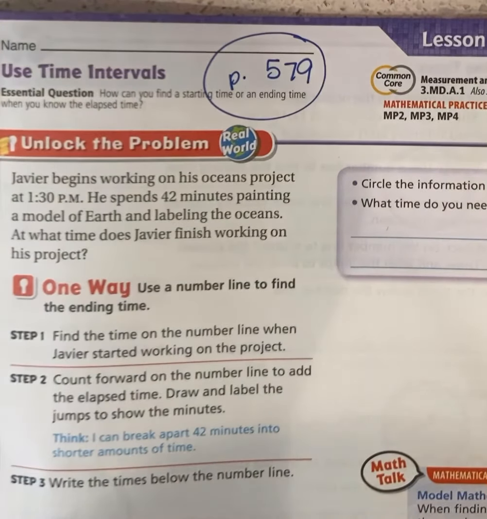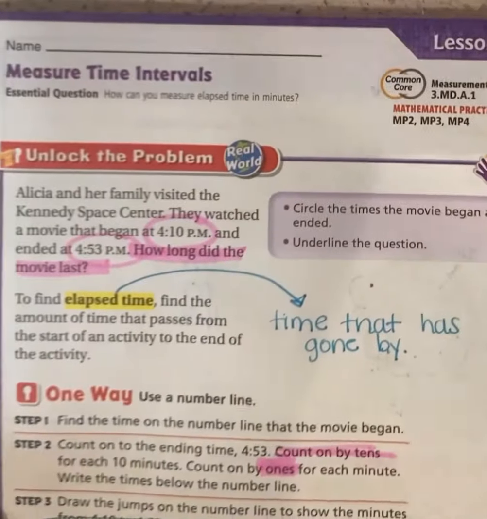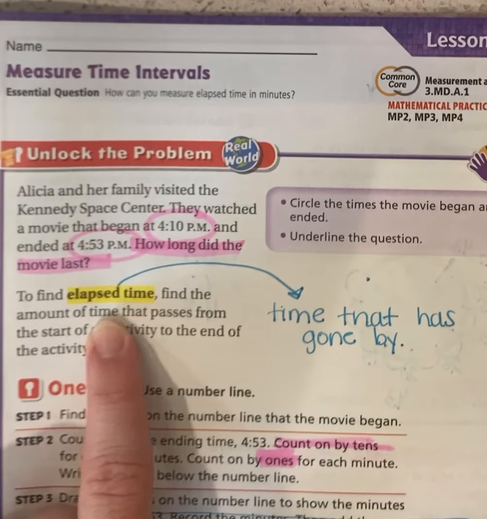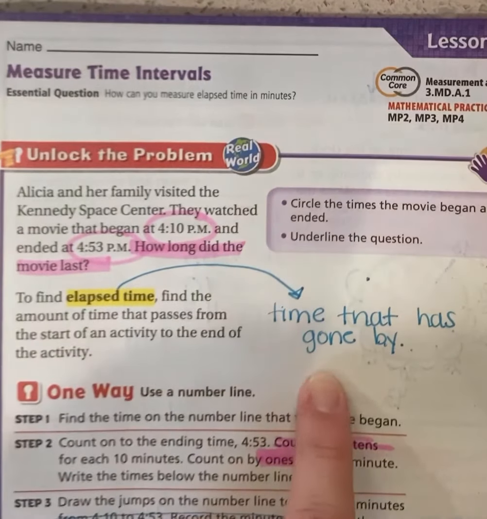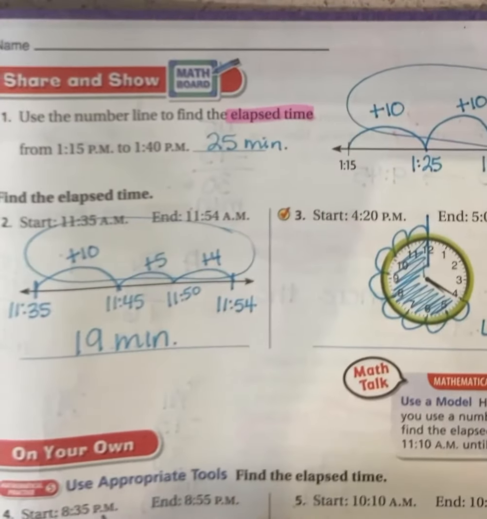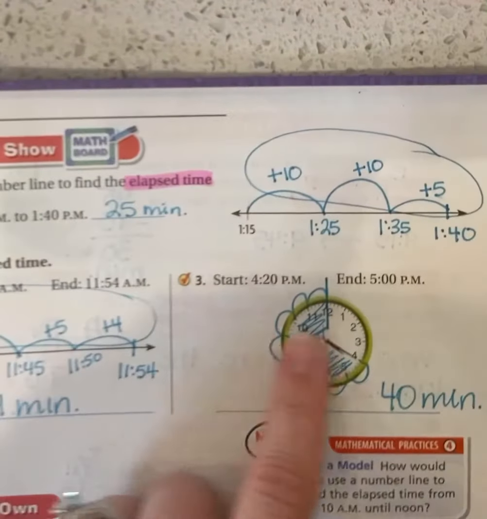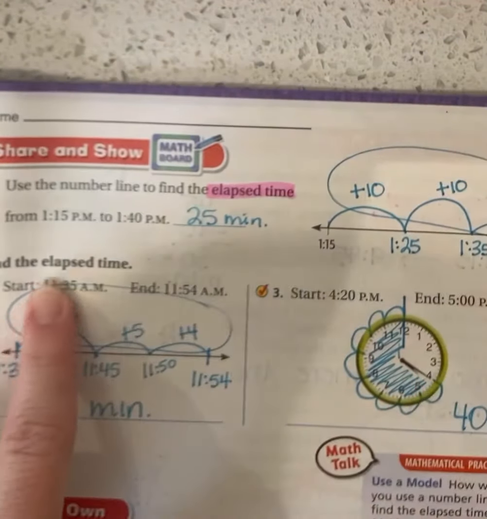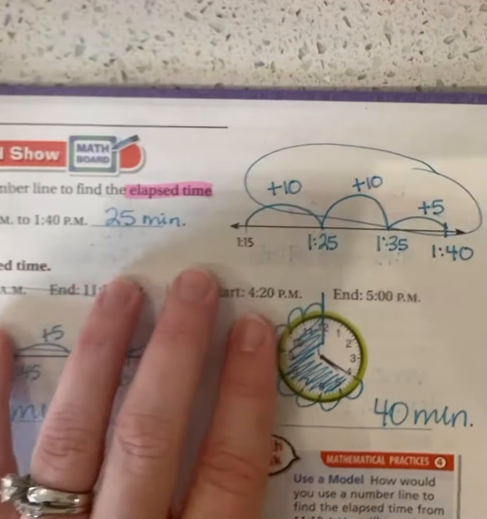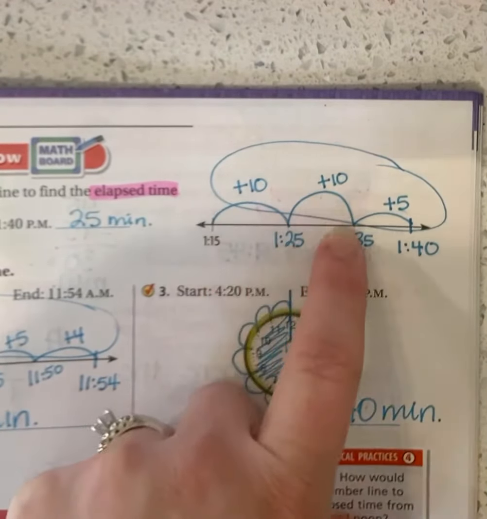So right before break, if you remember, let me flip back here. We were talking about measuring time intervals. We have a little note here. If we're talking about time intervals, you're finding elapsed time. Elapsed time is the time that has gone by. So what we did, and this has been a while, I know, we talked about how you can use a number line to find your elapsed time. If it's 1:15 to 1:40, remember we started at 1:15 and we count up to 1:40. So we count by tens and then fives.